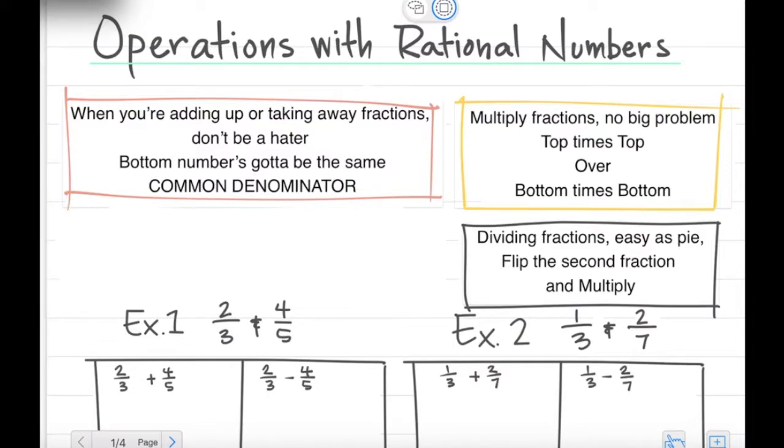Okay, we're going to talk about operations with rational numbers. Another way to say this is add, subtract, multiply, and divide fractions. So this is something that you need to be pretty confident on because you'll see fractions throughout Algebra 1.